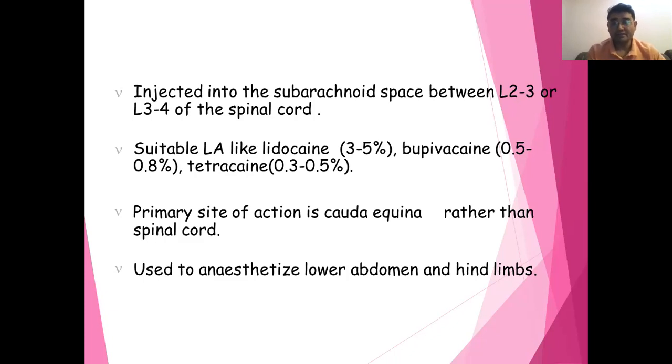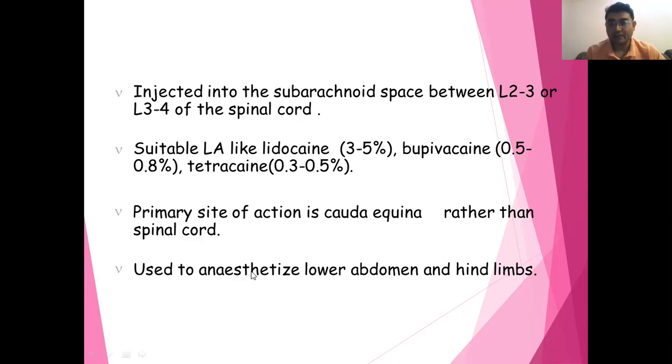So the primary site of action in this technique of anesthesia is cauda equina rather than spinal cord. Of course, it does not affect just the site that we injected. It affects the cauda equina. This technique of anesthesia is used to anesthetize the lower abdomen and hind limbs.